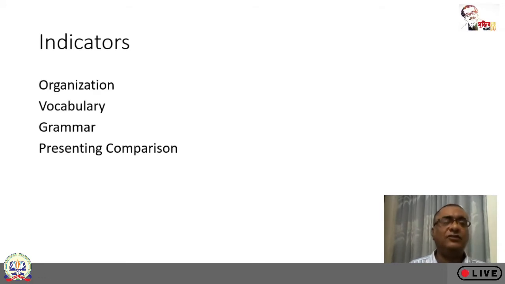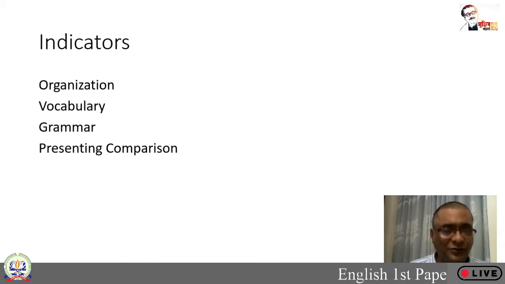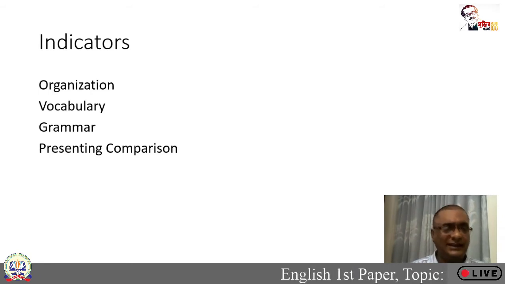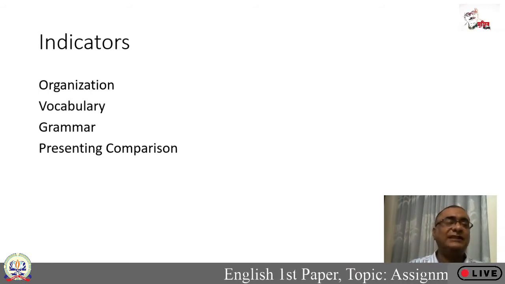If your presenting comparison is okay, you will get 4 out of 4. So you may get 16 out of 16, no problem. But why will you get 16? And why is this rubric necessary?